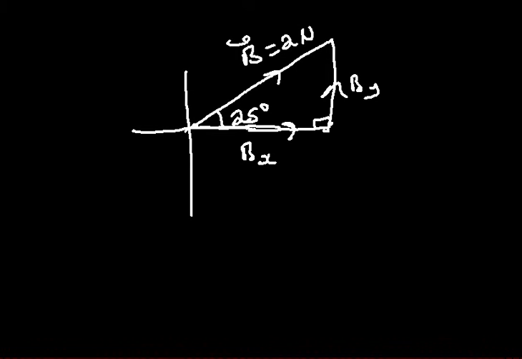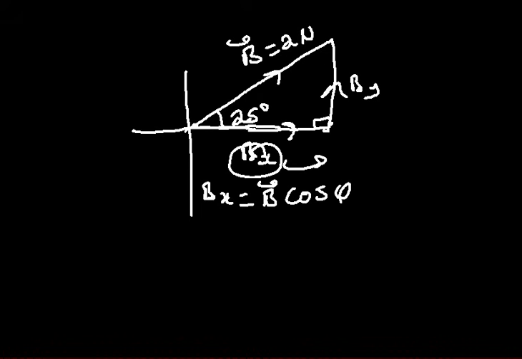So using the trigonometric ratios, we automatically have bx, which is given as the vector b times cos theta. Since the component is pointing towards the positive direction, we'll have it as positive, and that will be given as, what will that be?